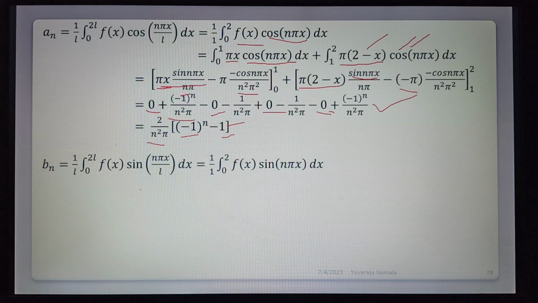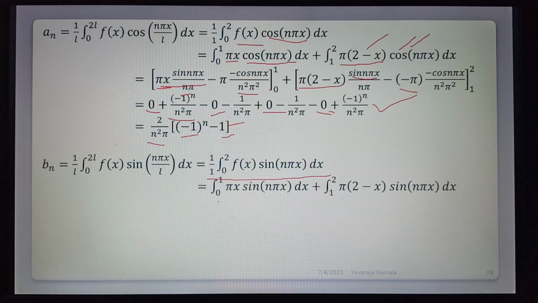Next, the b_n value. 1 by L, since L is equal to 1, 2L is equal to 2. So 1 by 1 into integration 0 to 2 f of x into sin n pi x dx, that is equal to integration 0 to 1 pi x into sin n pi x dx plus integration 1 to 2 pi into (2 minus x) sin n pi x dx.